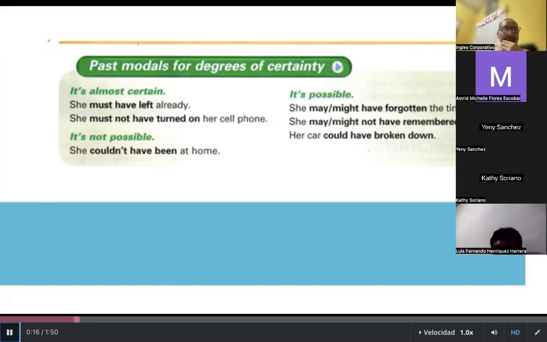It's almost certain. She must have left already. She must not have turned on her cell phone. It's not possible. She couldn't have been at home. It's possible. She may have forgotten the time. She might have forgotten the time. She may not have remembered the time. She might not have remembered the time. Her car could have broken down.